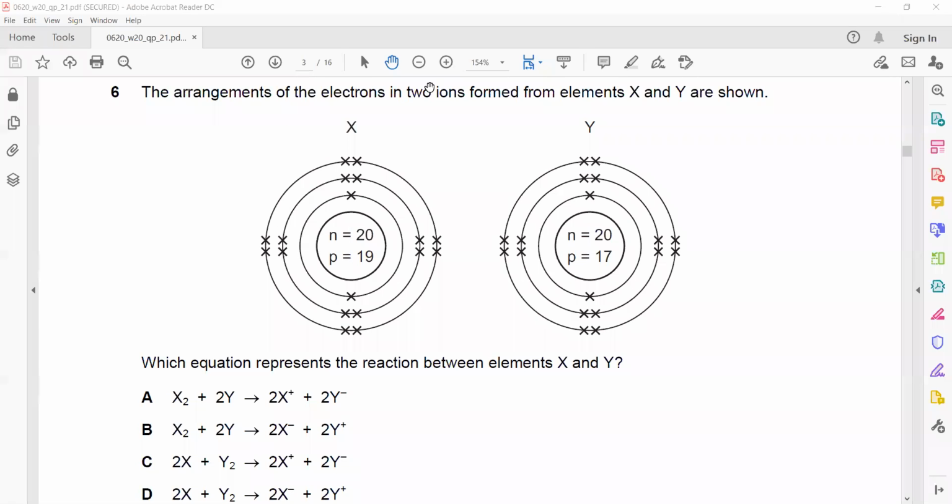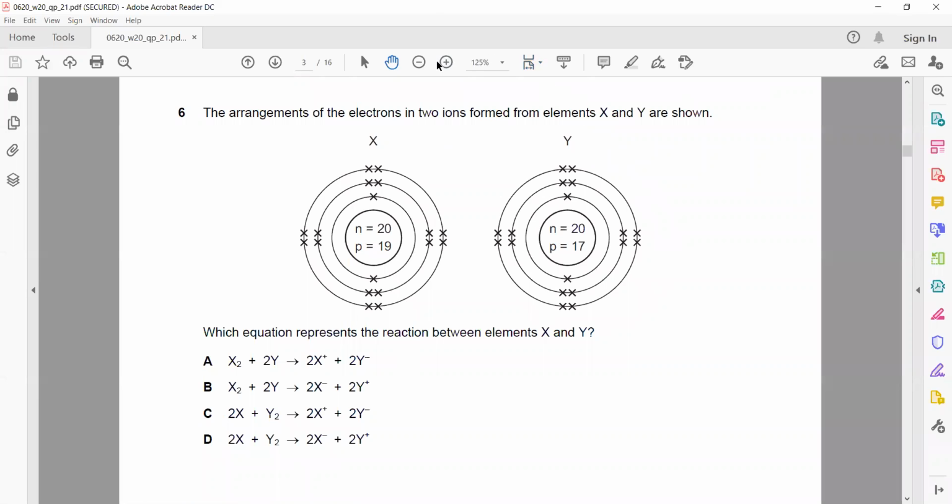Question 6. The arrangement of electrons in two ions formed from elements X and Y. Which equation represents the reaction between X and Y?